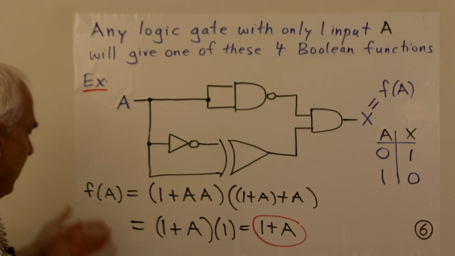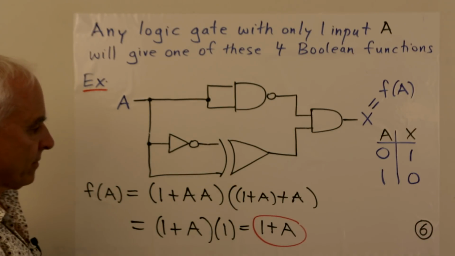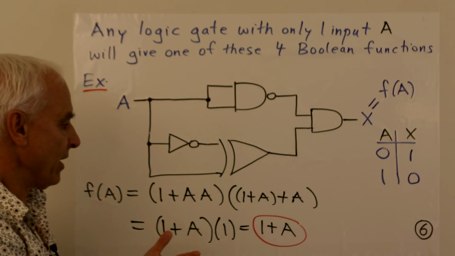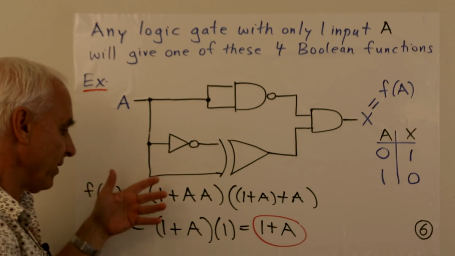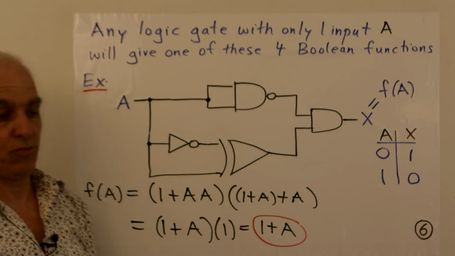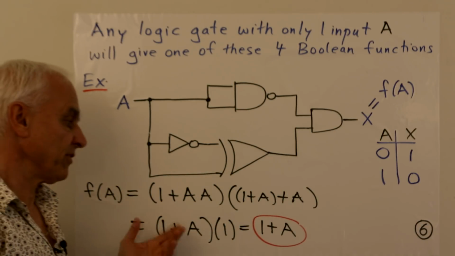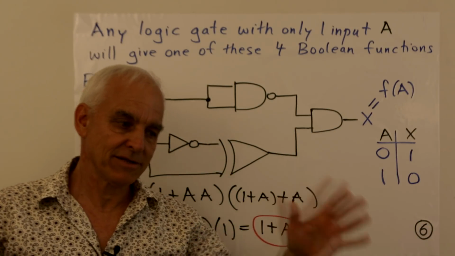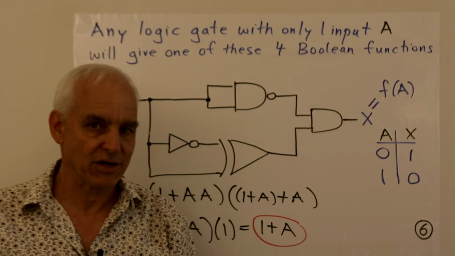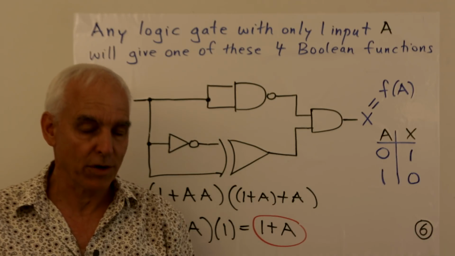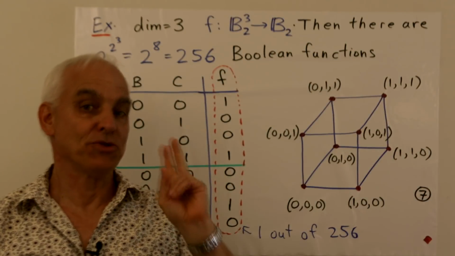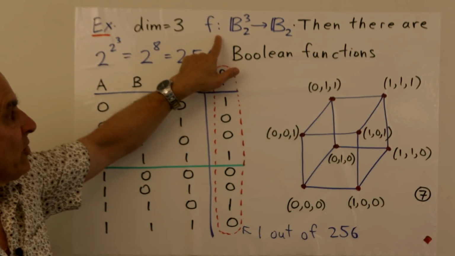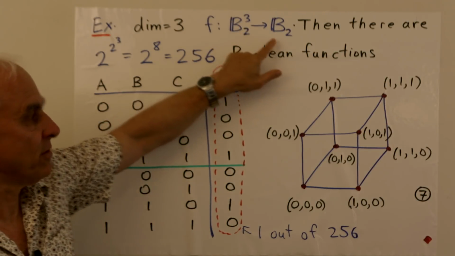And the canonical form for it dispenses with the details and just gives you effectively a way of seeing what this is in terms of what happens to the inputs to create the outputs. This is a very simple situation because we only have one input A. But now we want to understand this situation in more complicated fashions where there's more than just one or two inputs. So let's go to 3 dimensions. Now we're considering Boolean functions which take b2 cubed to b2.